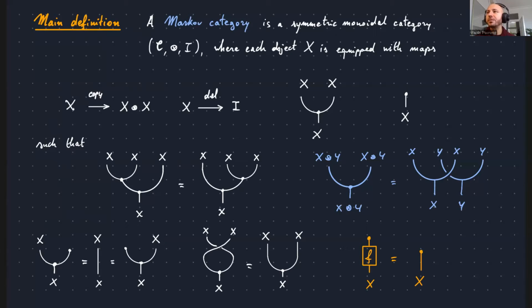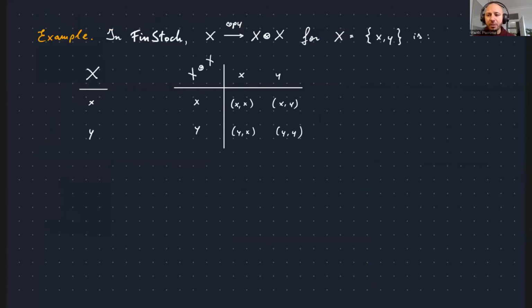All right. What are these copy and discard maps in our examples? The copy maps, mostly. In FinStoch, X times X is just the Cartesian product. If you have two elements, you have four possibilities. And what are these copy maps? Well, X you want to map to, I want to say, this diagonal embedding. X goes to XX, you copy this value. It could have been Y, but these two things need to be equal. And same for Y.